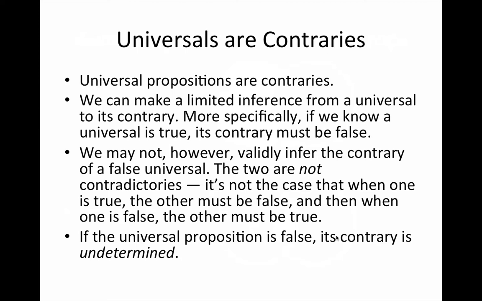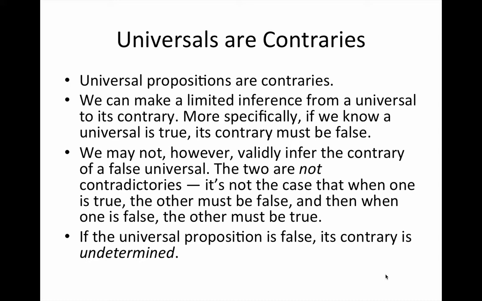Now let's talk about contraries. Universal propositions are contraries. We can make a limited inference from a universal to its contrary. More specifically, if we know a universal is true, its contrary must be false. We may not, however, validly infer the contrary of a false universal. In other words, the two are not contradictories. It's not the case, then, that when one is true, the other must be false, and when one is false, the other must be true. That's the definition of a contradictory set of statements.